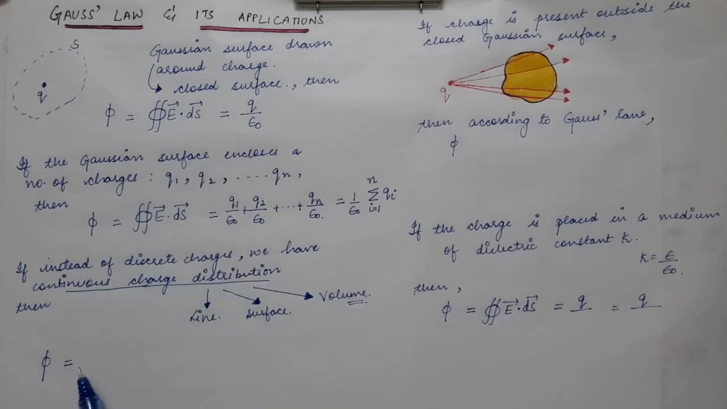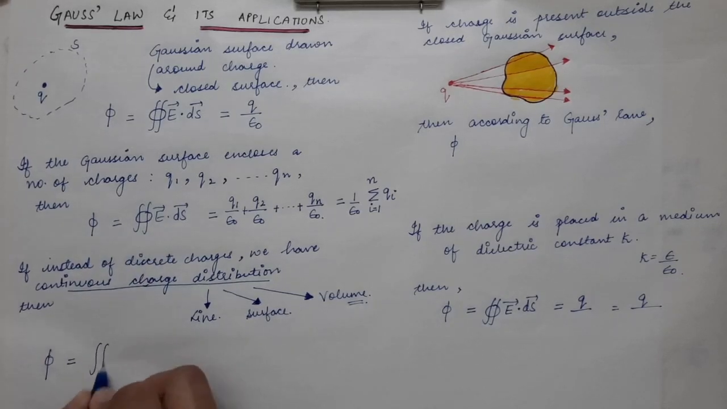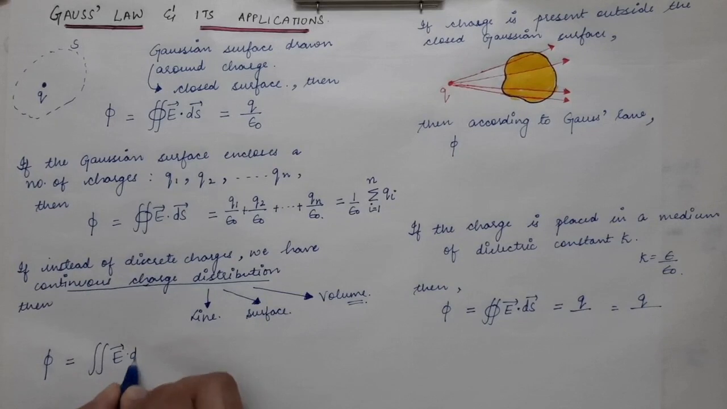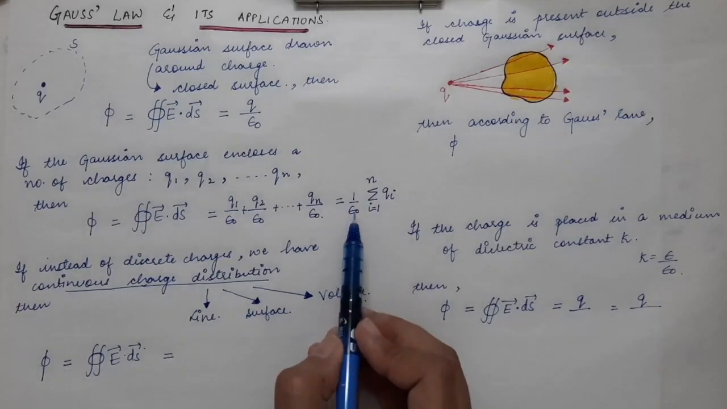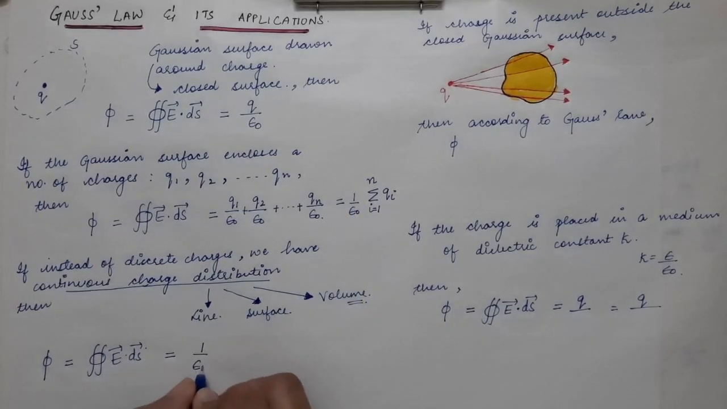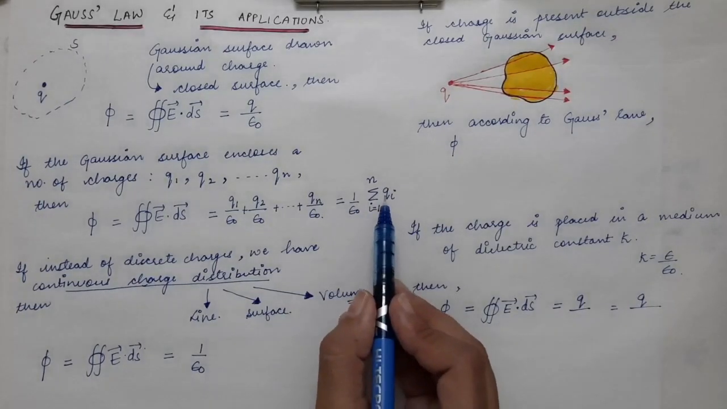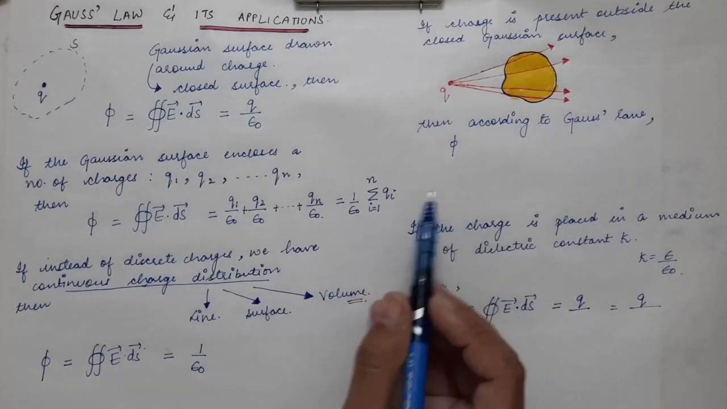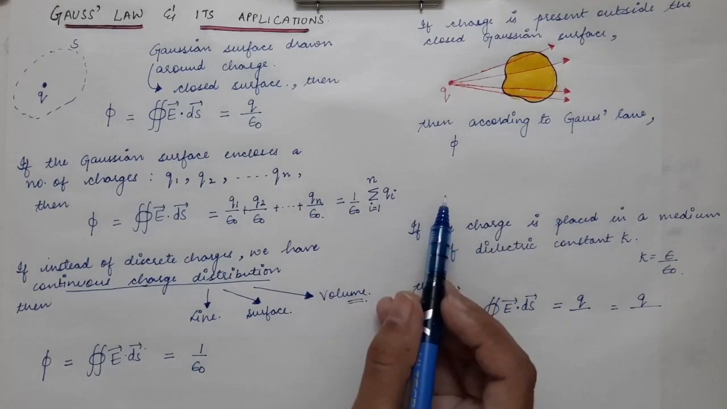So the flux which will be linked to that particular Gaussian surface will be equal to the surface integration of vector E over a closed surface. It will be equal to 1 by epsilon naught. The 1 by epsilon naught will remain as it is, but instead of q1, q2, q3 and so on, what we have is continuous charges. So you will have a continuous charge distribution.